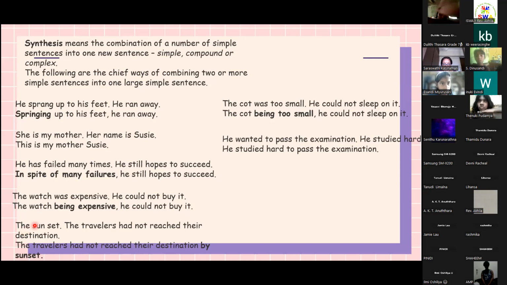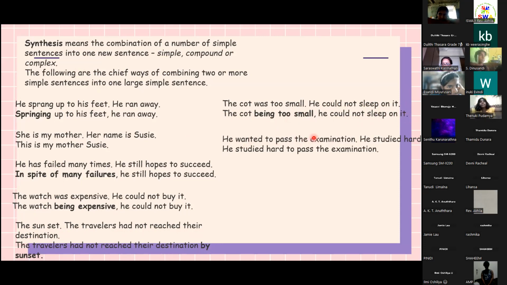The sun set. The travelers had not reached their destination. The travelers had not reached their destination by sunset. The cot was too small. He could not sleep on it. The cot being too small, he could not sleep on it.